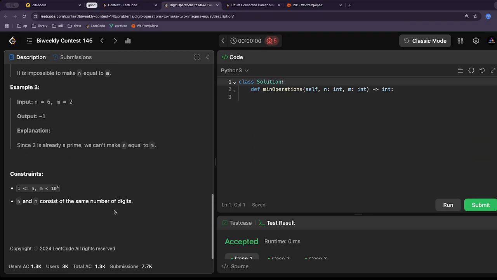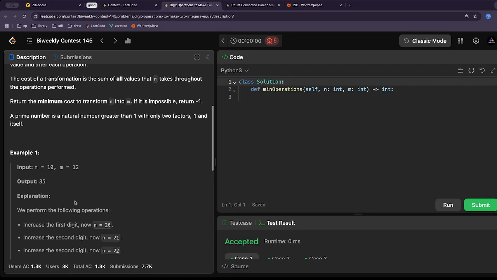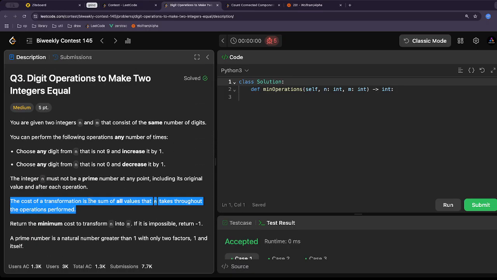Okay, and the numbers are less than 10 to the 4th. They have the same number of digits. So yeah, let's pay attention to this, because the cost of the transformation is not the number of transformations, it's the sum of all the values that n takes. So that is important.